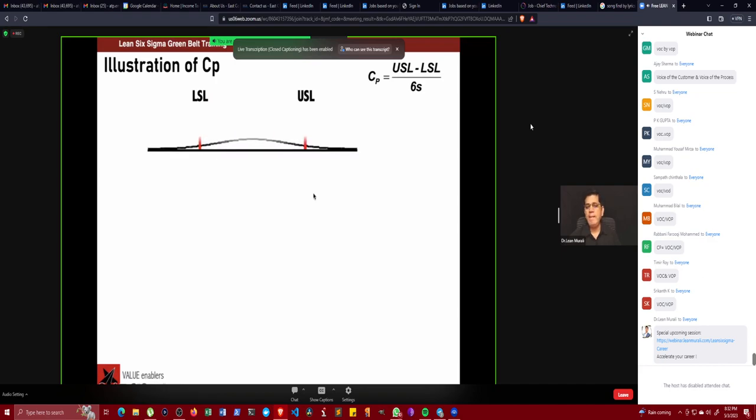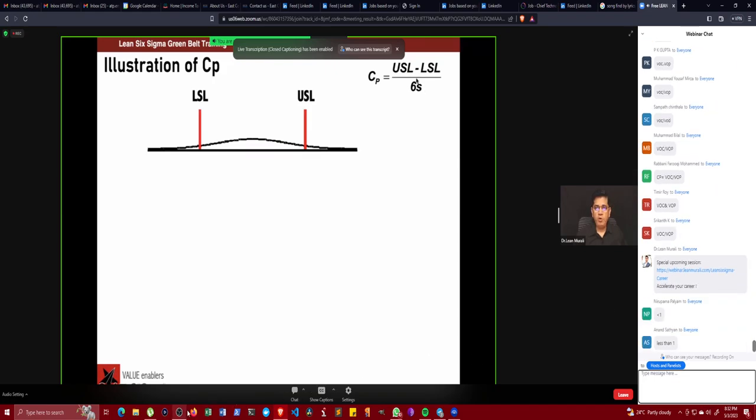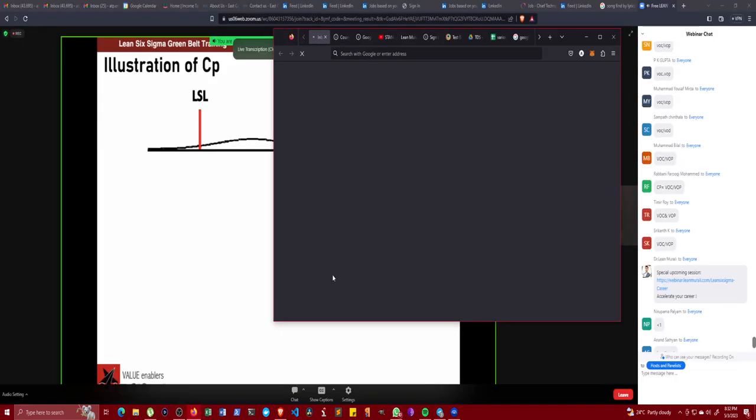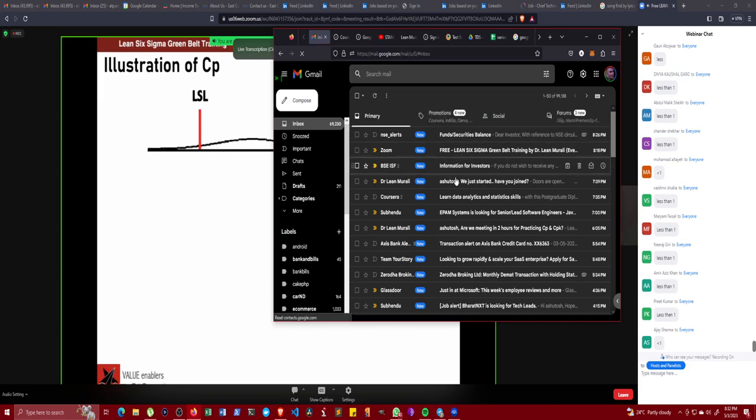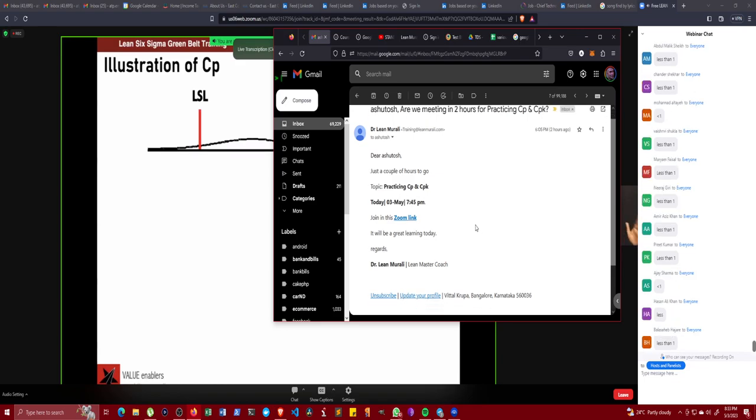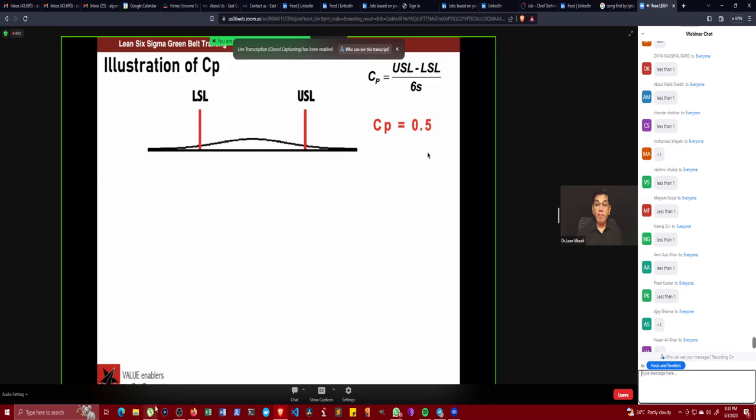But what I want you to understand is, if your process spread is more, if the denominator is more, then what would be the Cp? Will it be greater than 1 or less than 1? Suppose this deviation is more, the bottom is more, it will be less than 1. That is what I want you to remember. In this first case, the deviation is much more than the specification or tolerance limits, and so it is less than 1. Let's say that it is double, and so it is 0.5.